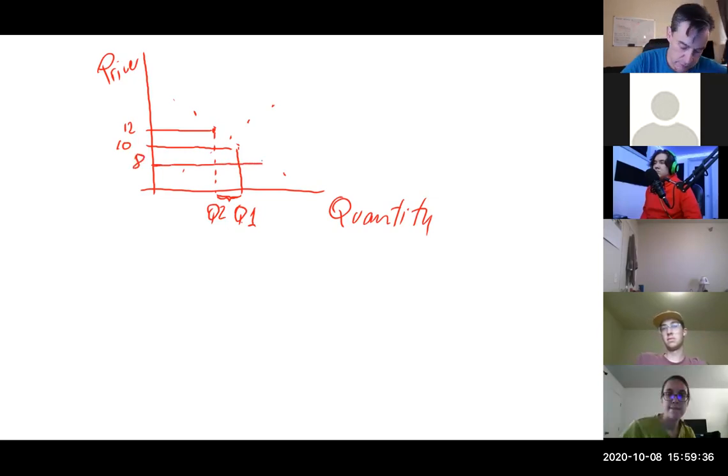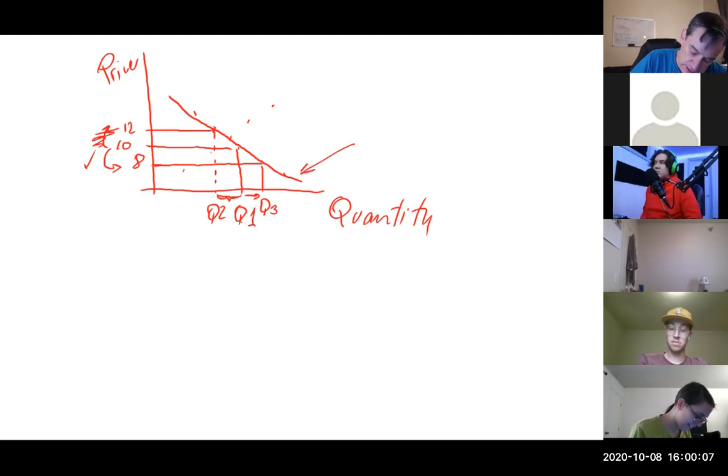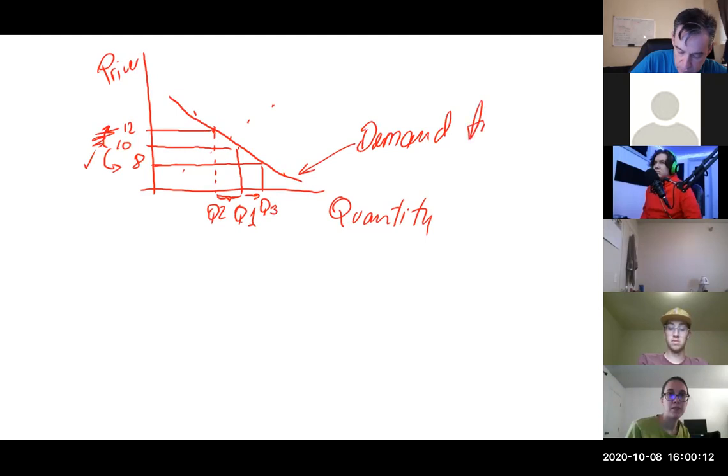Now, instead of going up, you decide, no, I don't want this. Let's decrease the price. If you decrease the price, the quantity now will be quantity 3. You are increasing the quantity you are selling. You can join the dots, and this is called the demand function. It's very easy.